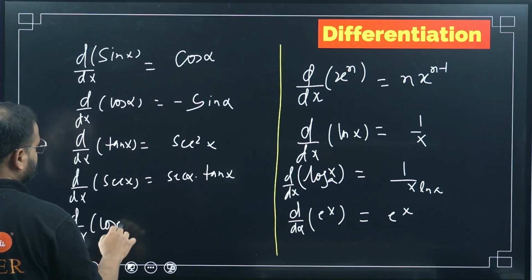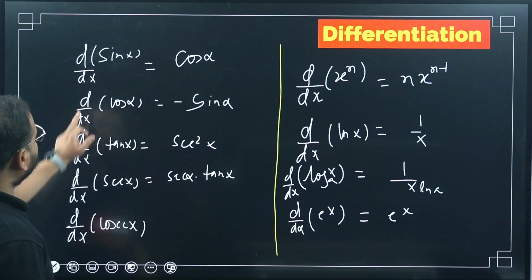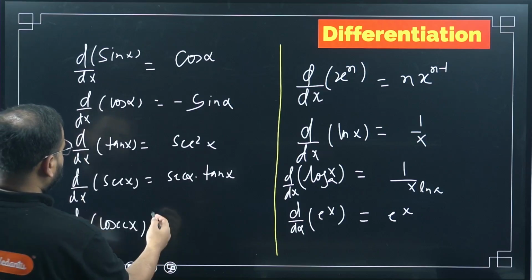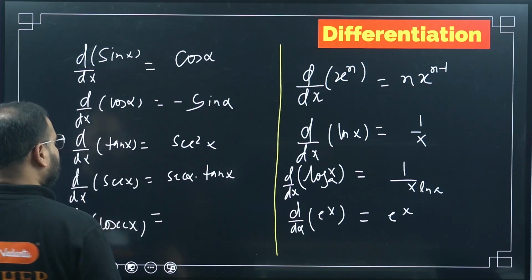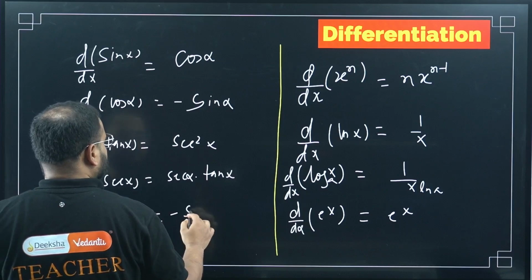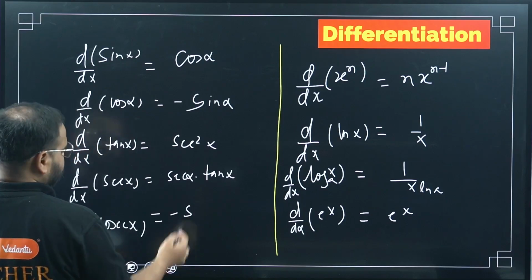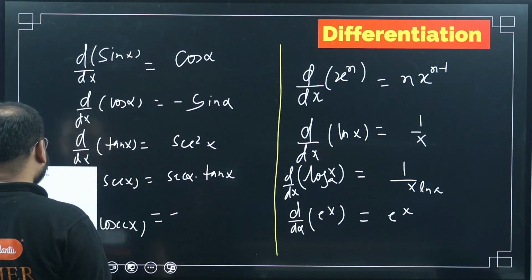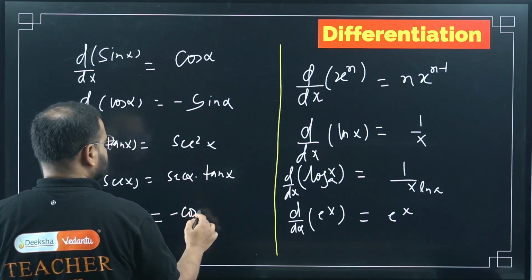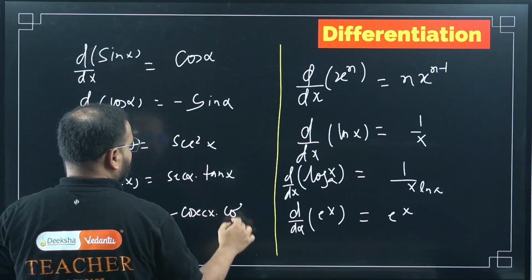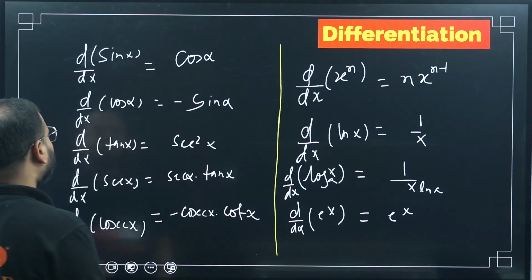Cosec x, right? 1 2 3 4 5. Okay, anything I'm missing? Cot, I'll do it. This will become what? Minus, for cosec x we have minus cosec x and cot x. Okay, what is the next one? Cot x. So please check here.